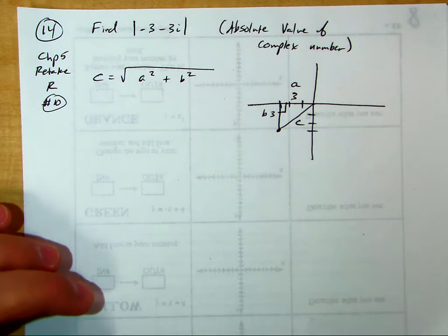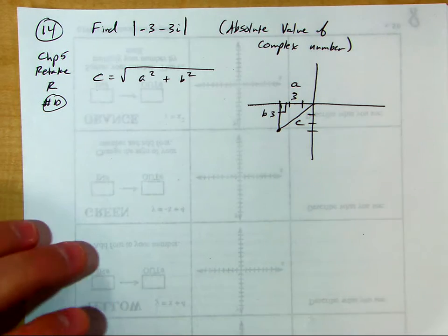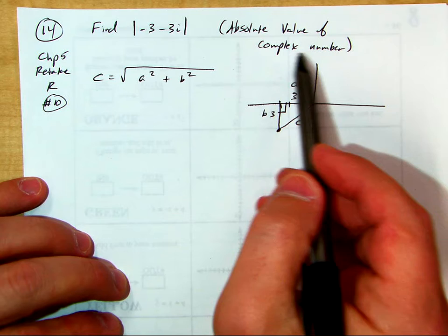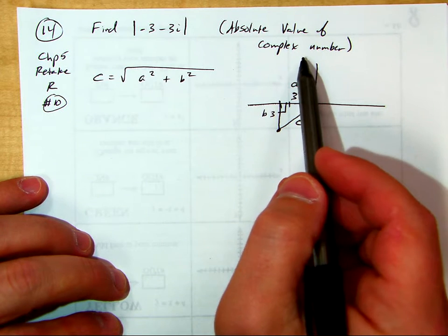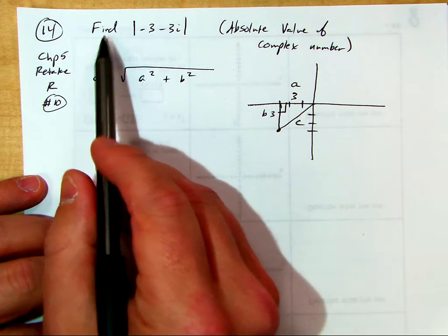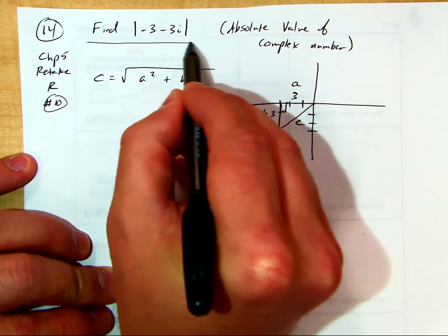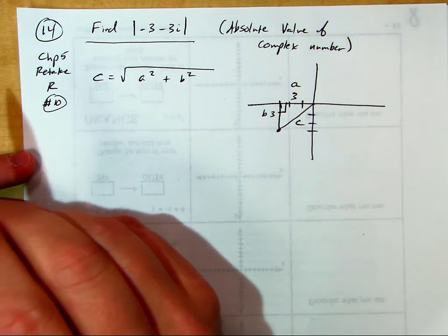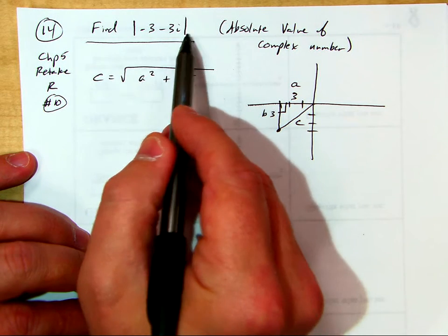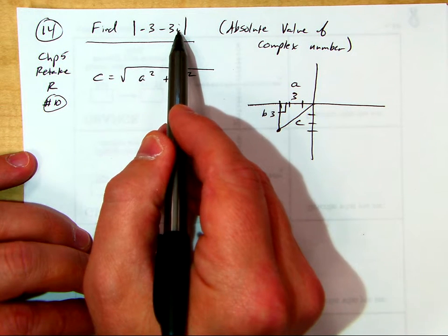Okay, here's video number 14 on the final review series. We're asked to be finding the absolute value of a complex number. The bad news about this is it's going to be the verbiage on the test. So you have to identify two things. First of all, absolute value bars, and then the i for a complex number.